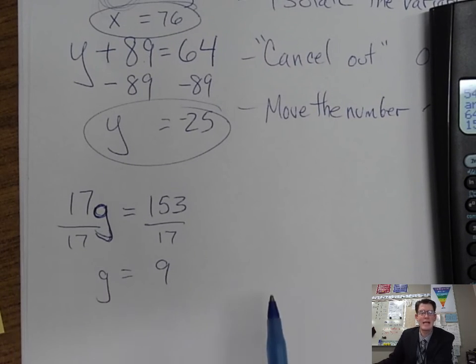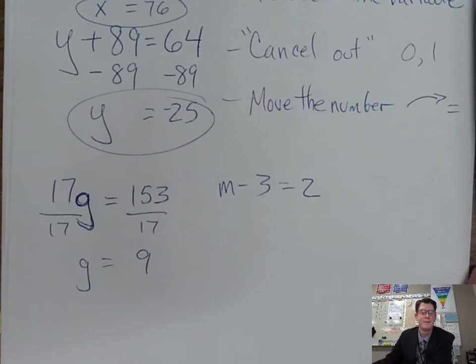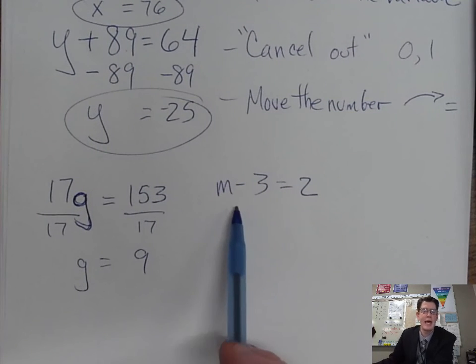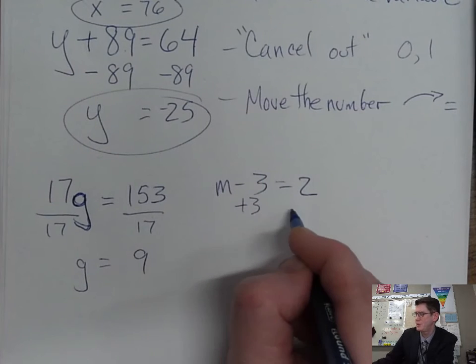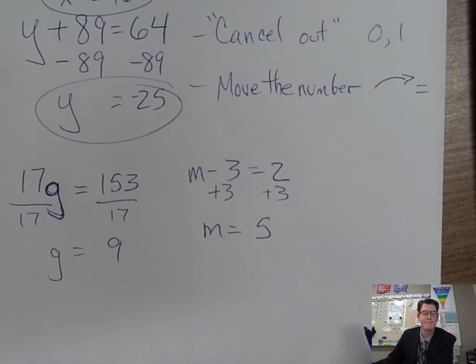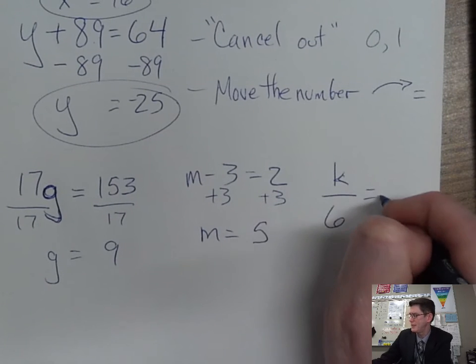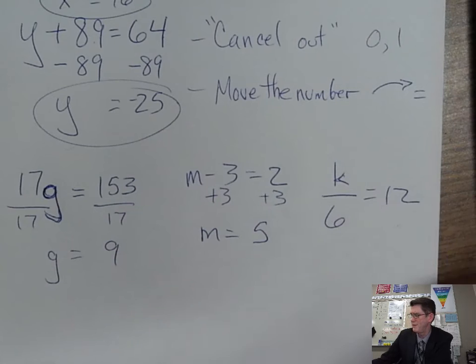It works with add, subtract, multiply, divide. M minus 3 is 2. So what is M? Well, you just do the opposite. You add 3 to both sides. M is 5.